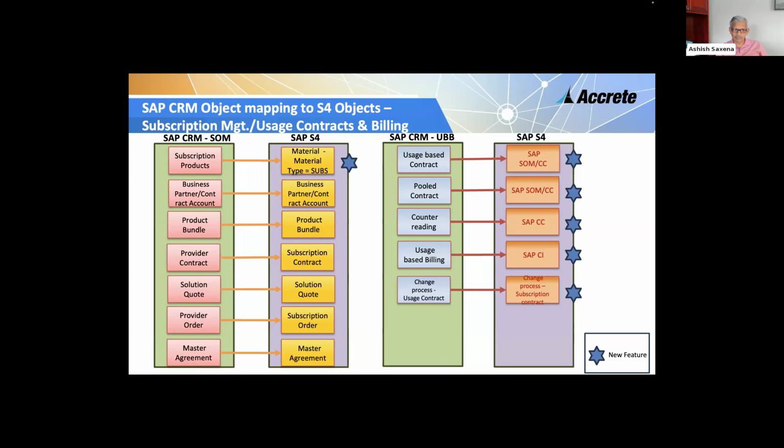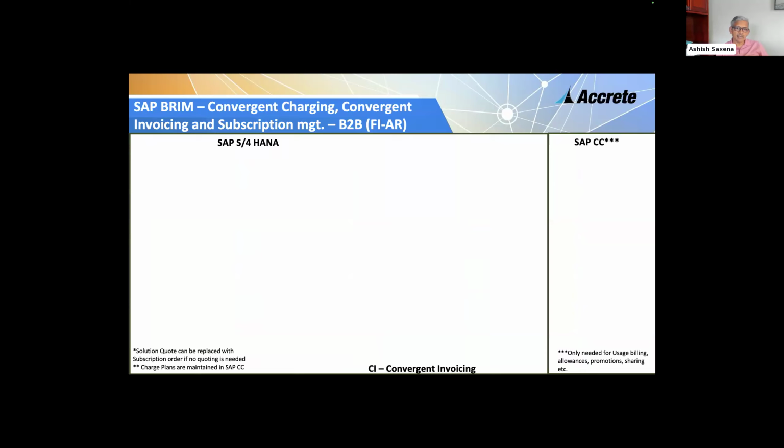Again, it is for migration from SAP CRM, or if you're doing a greenfield. In either case, I have 4 options here as well. In this convergent SAP BRIM scenario, convergent charging is optional. It's not a must-have. But if you are using things like usage billing, or you are using promotions, or sharing, let's say you have an office, and you have 10 printers or copiers and it has to be shared, all that stuff probably has to be done on convergent charging.